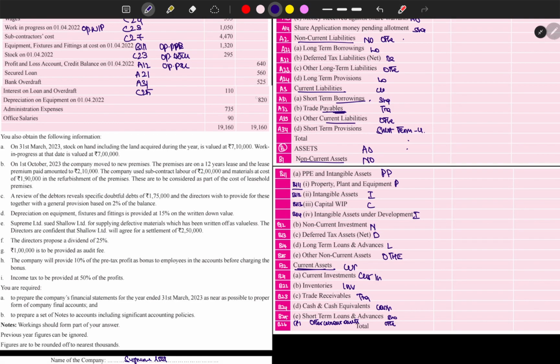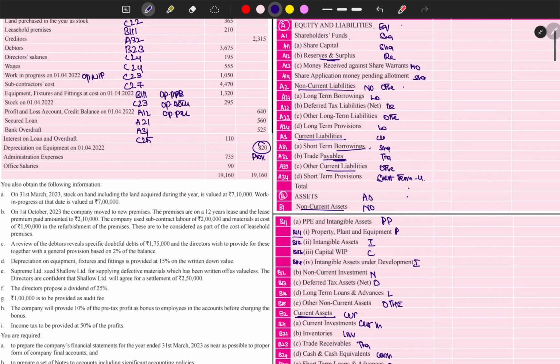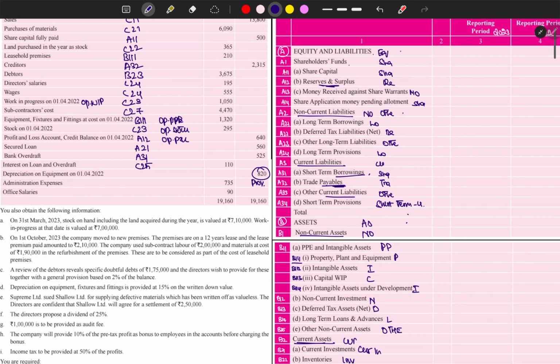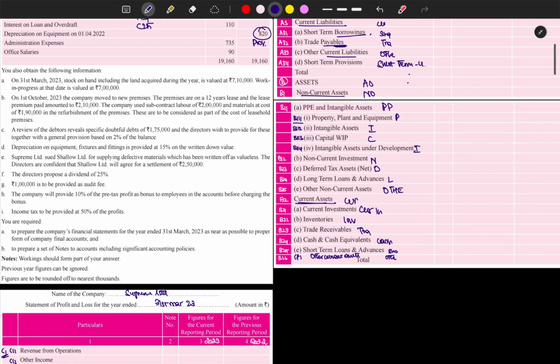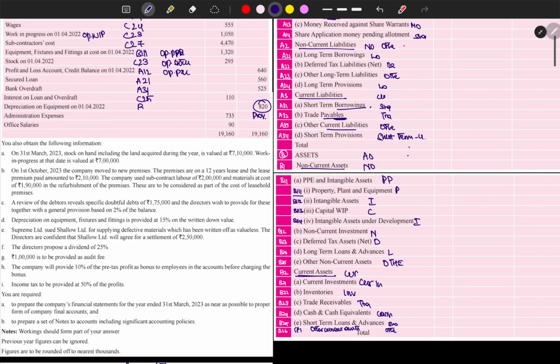Depreciation on equipment. This is the provision. See, the credit item. While we are reading the items, we have to check whether the item values are placed under the debit side or credit side. If it is placed on the debit side, this is the current year expense, current year depreciation expense. But here it has been placed under the credit side, so this is a provision till date. So the provision goes to B111. Okay, administration expenses is other expenses, C27.